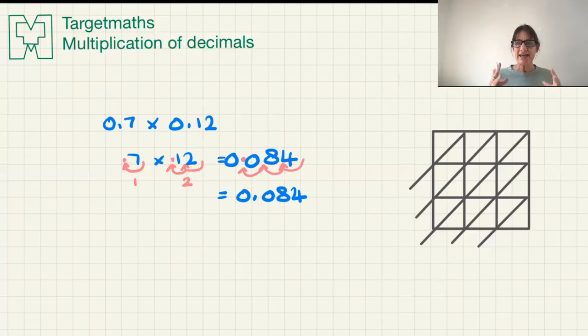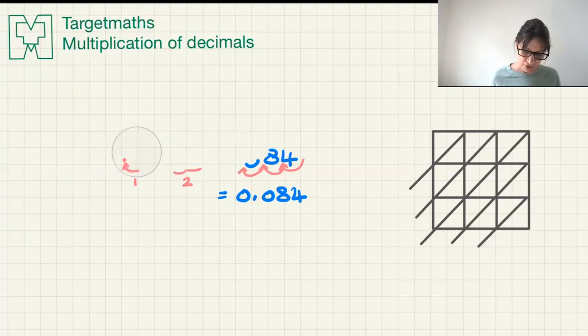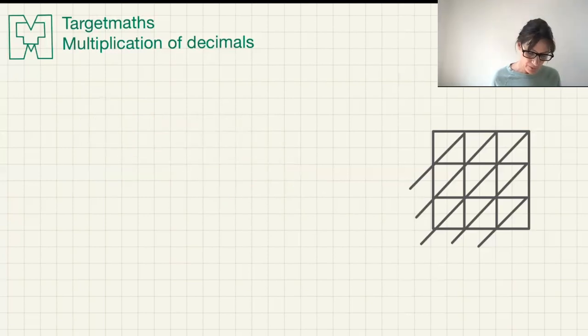So the main idea is that we ignore the decimal, use the methods that we have for just normal multiplication, and then boom, boom, boom, put it back in at the end. So let us do a question for you guys now. What I want you to do is pause and press play when you have had a go at that question.